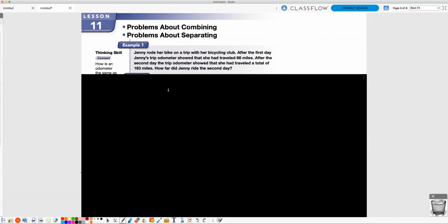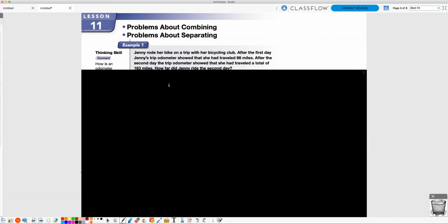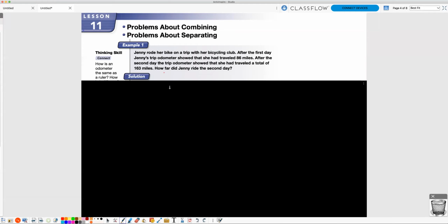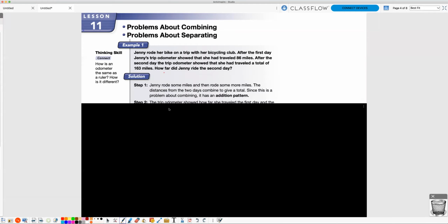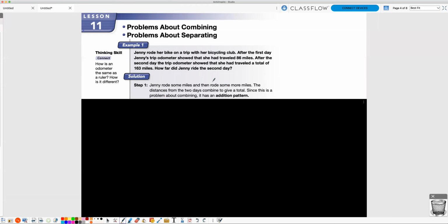If Jenny rode her bike on a trip with her bicycling club, after the first day, Jenny's trip odometer showed that she had traveled 86 miles. After the second day, the trip odometer showed that she had traveled a total of 163 miles. So how far did Jenny ride the second day? In step 1, Jenny rode some miles and then rode some more miles. The distance of those 2 days combined gives a total. Since this is a problem about combining, it has an addition pattern.